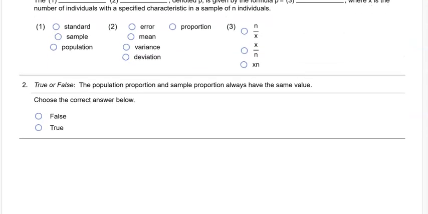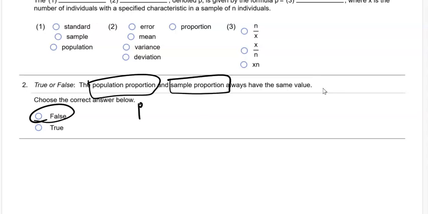Question number 2, true or false? The population proportion and the sample proportion always have the same value. That's false. Remember that population proportion is p, and sample proportion is p hat. So p and p hat are not going to be the same value. But what is the same is mu p hat, which is the same as p. This is called the mean of the sampling distribution of sample proportion.